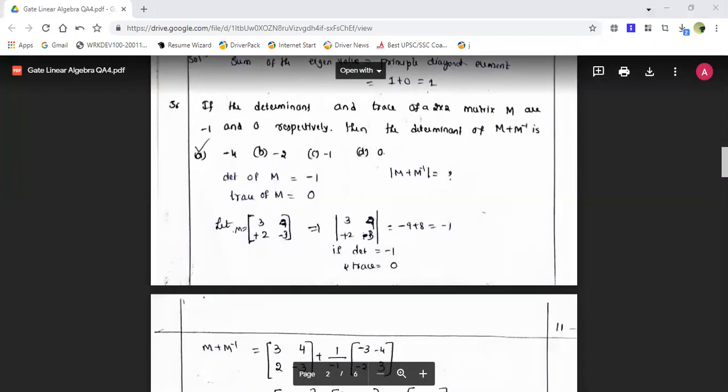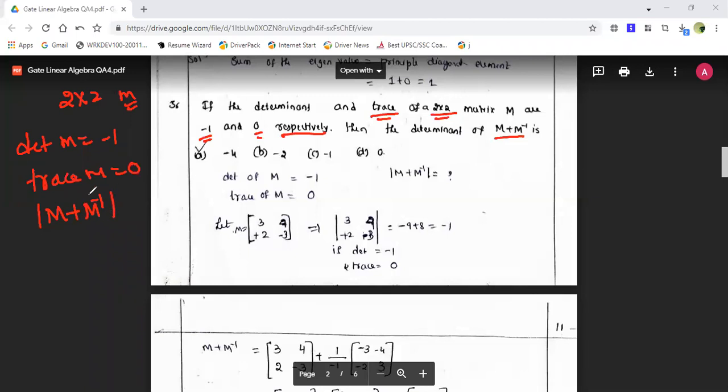Here, if the determinant and the trace of a 2 cross 2 matrix M are given as -1 and 0 respectively, then the determinant of M plus M inverse is? So this is the question. They have given a 2 cross 2 matrix M, and they're telling us that the determinant of M is equal to -1 and the trace of M is equal to 0. We have to find the determinant of M plus M inverse. Now let me consider one example where the determinant of M is equal to -1 and the trace of M is equal to 0.